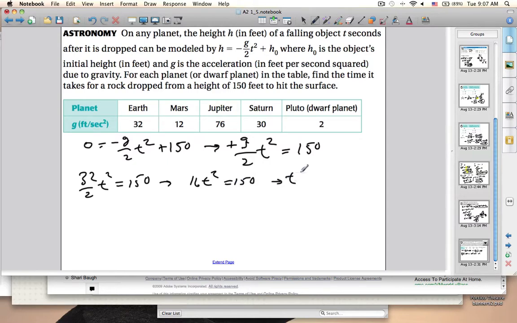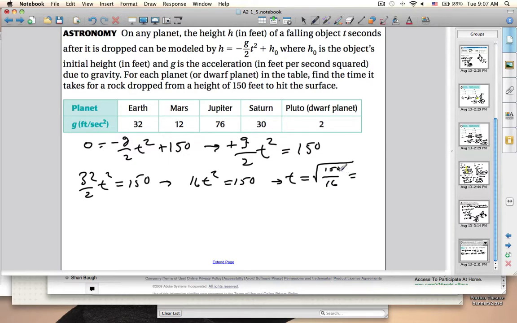So t squared, actually I'm going to go ahead and go right to the solving. I know I'm going to divide by 16 and take the square root. I also know, as we learned in the previous example, that I can't drop something and have it land in the past, so I'm going to ignore the plus and minus. I know I only want the plus. So this will be the square root of 150 over 16.